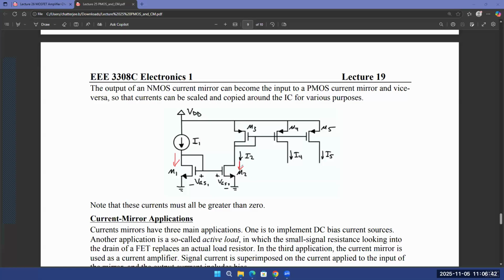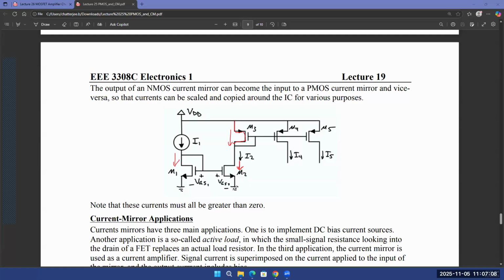So the current through M2 is equal to I1 if the W over L ratios are equal for the two transistors. But then the exact same current has to flow through M3 because you have to satisfy KCL. Current has nowhere else to go. If the current is coming in through the source node of M3, it has to pass through the drain node of M3, then through the drain of M2, and then through the source of M2. There is nowhere else for it to go.